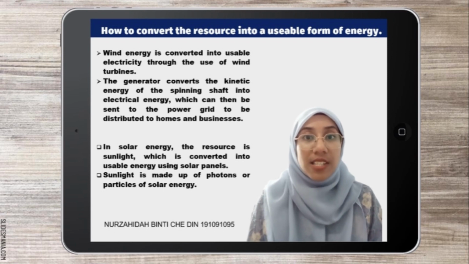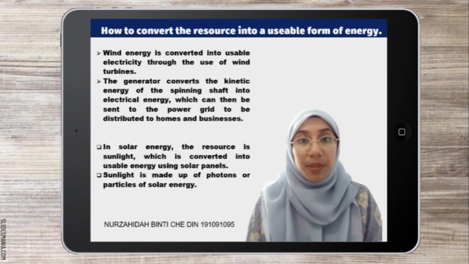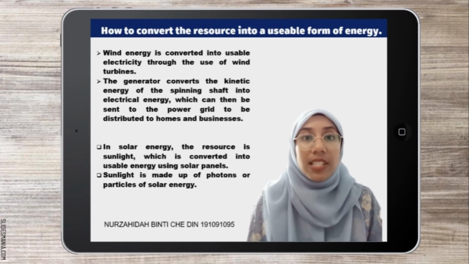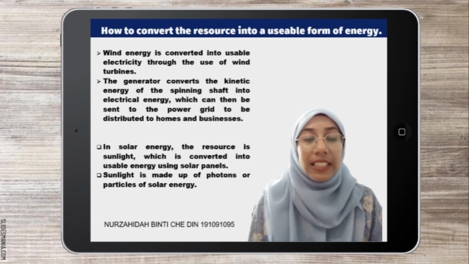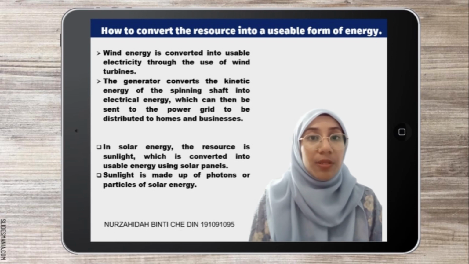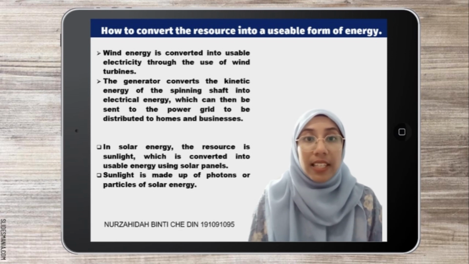I will continue about how to convert the resource into a usable form of energy for wind and solar energy. Firstly, wind energy is converted into usable electricity through the use of wind turbines. These turbines have blades that rotate when wind blows, which in turn spins a shaft connected to a generator. The generator converts the kinetic energy of the spinning shaft into electrical energy, which can then be sent to the power grid to be distributed to homes and business.